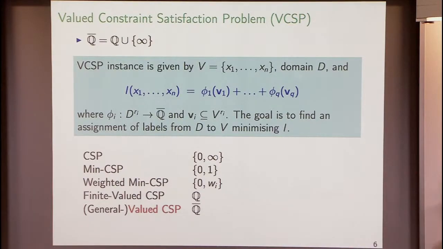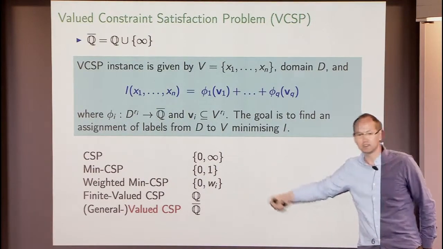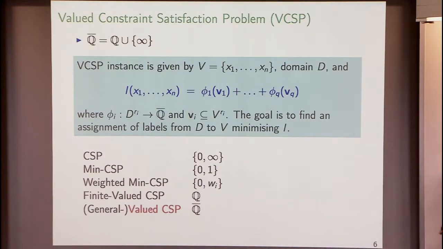Now, the penultimate on the list is the so-called finite-valued CSPs, where the range of every function is the set of rationals. So this encodes a lot of optimization problems. And finally, the one I've defined is called valued, or sometimes general valued, to emphasize the fact that it includes the first case as a special case. Valued CSPs, where the range of all functions can be Q bar.